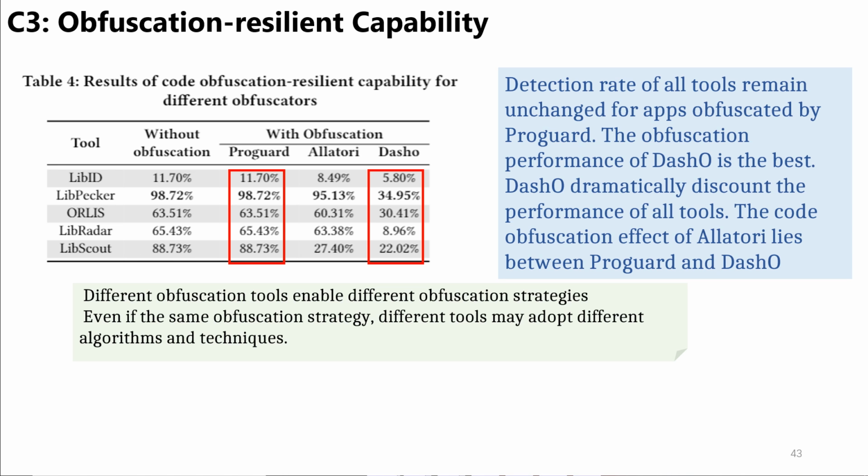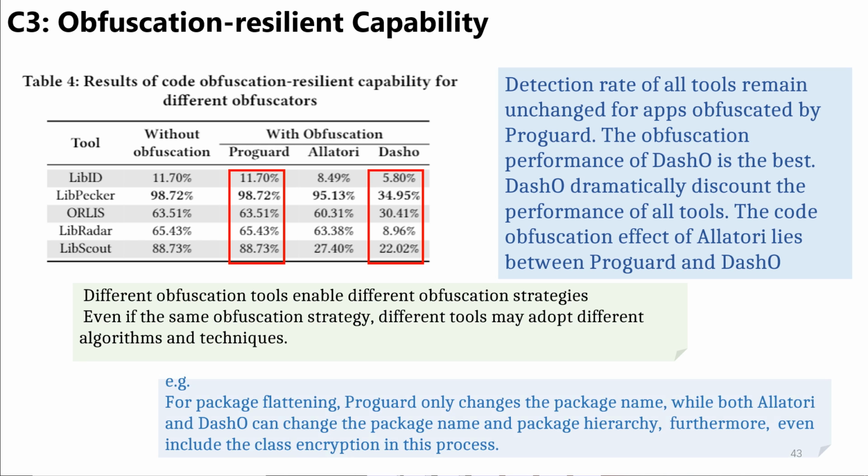That is because different obfuscation tools enable different obfuscation strategies. Even for the same obfuscation strategy, different tools may adopt different algorithms and technologies. For example, for package flattening, ProGuard just changes the package name, whereas both Allatori and -O can change the package name and the structure. Furthermore, -O can also encrypt the class identifiers in this process.